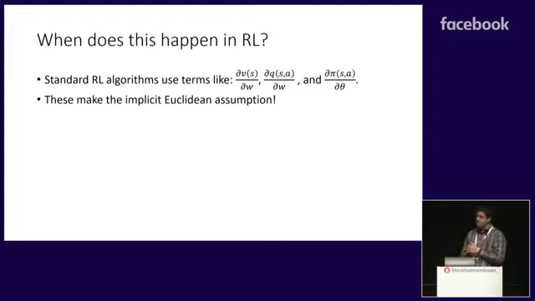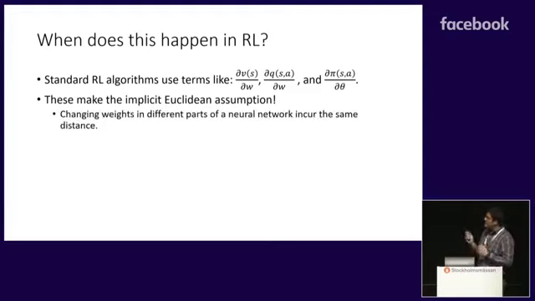So what's happening is that, let's say we take the Q function and parameterize it by a neural network. We're making the implicit assumption that changing weights in different parts of that neural network are incurring the same distance, that changing a weight near the end of the network or at the start of the network have the same net impact on our Q function or our policy, which just isn't true.